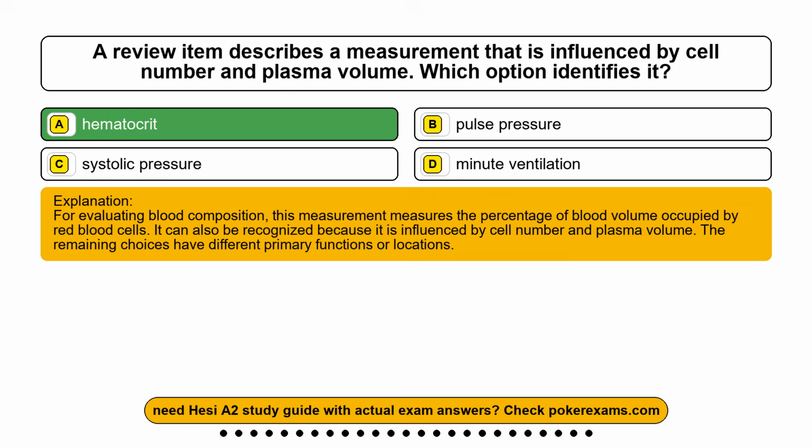For evaluating blood composition, this measurement measures the percentage of blood volume occupied by red blood cells. It can also be recognized because it is influenced by cell number and plasma volume. The remaining choices have different primary functions or locations.